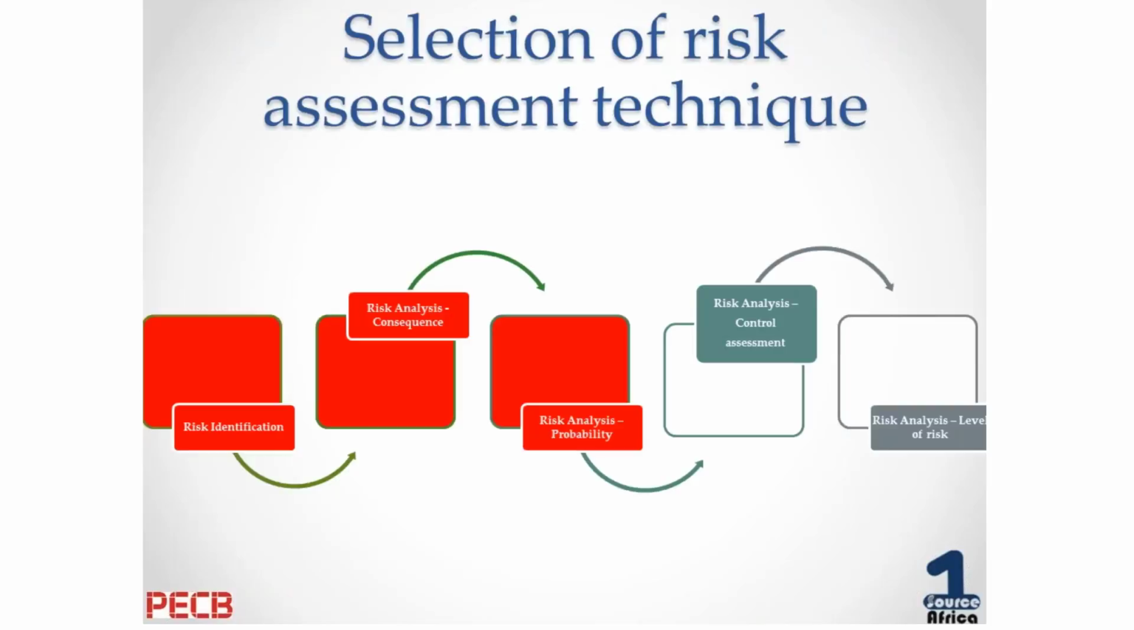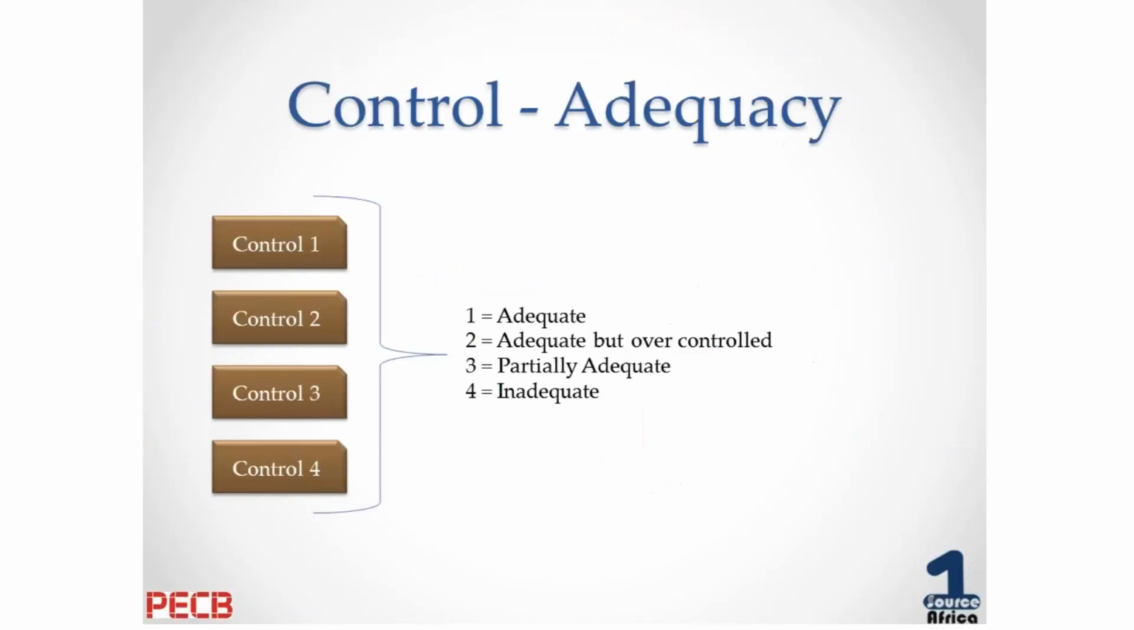Our next step then, should we now understand the consequence and the probability of it, is to go and define the control environment. Now, generally multiple controls are applied to a risk, and in most cases not a 1-to-1 ratio. So not one control to one risk. It's normally multiple controls to one risk.